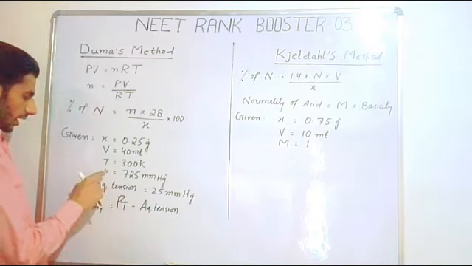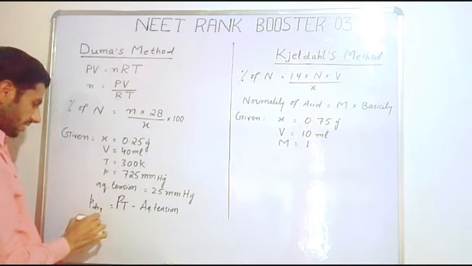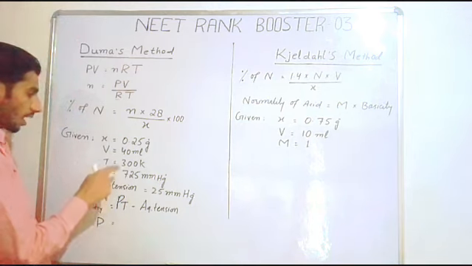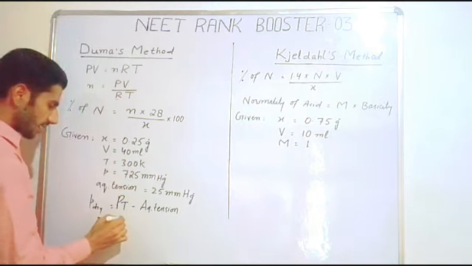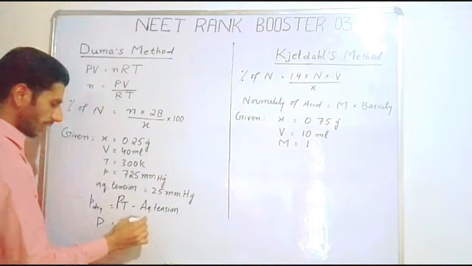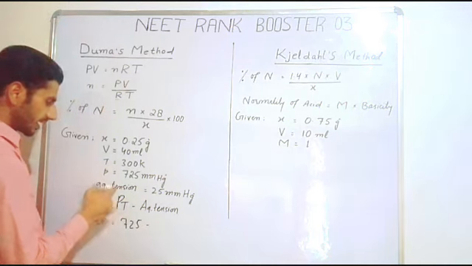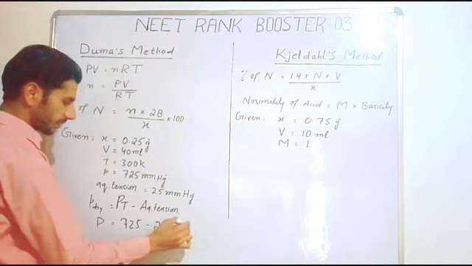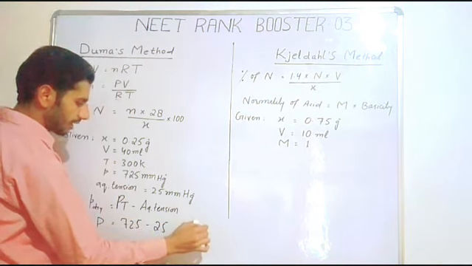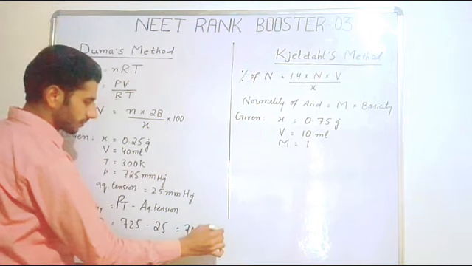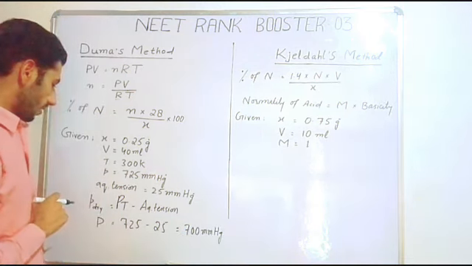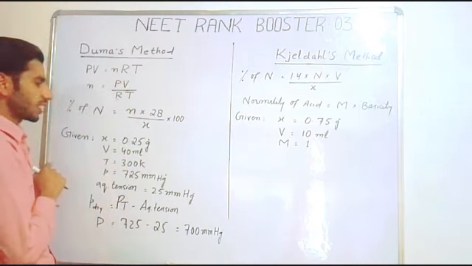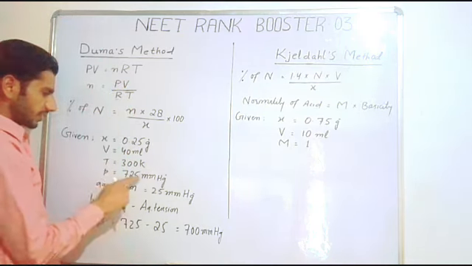यहाँ पे हमें निकालना है this P pressure, that is the pressure of the dry gas. That will be equal to total pressure that's given, 725 mmHg, minus aqueous tension, that is 25 mmHg. So it will come out to be 700 mmHg. Now we are having the P. We also have the V, that's 40 ml, and T, 300 Kelvin.